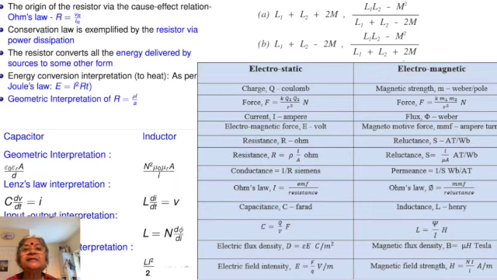If they are connected in series and the fluxes are aiding, then the total inductance gets added together as L1 plus L2 plus 2M. On the other hand, for a series connection with the fluxes opposing, the total becomes L1 plus L2 minus 2M. These quantities need to be remembered.